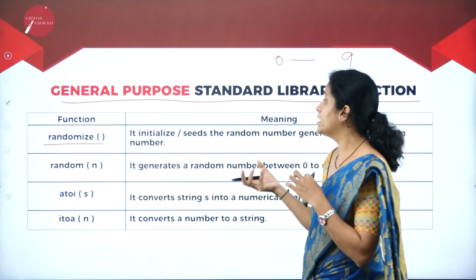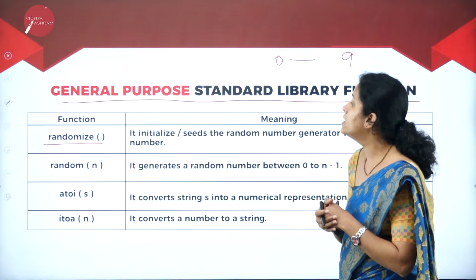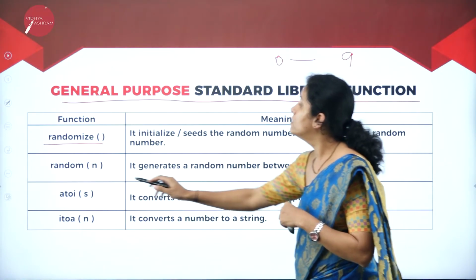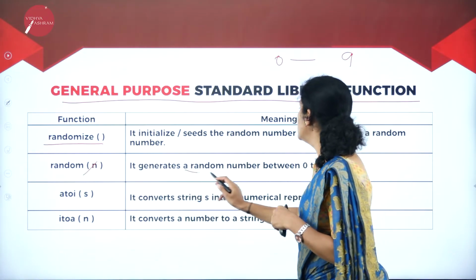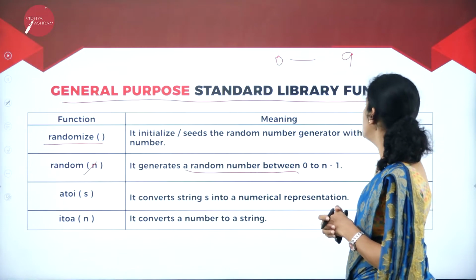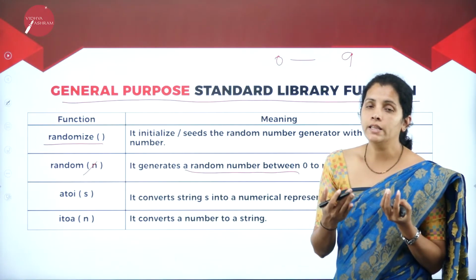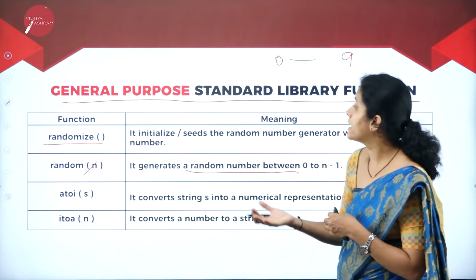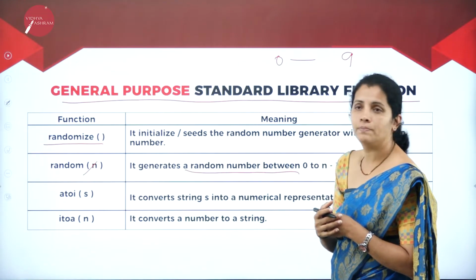That can be achieved by using randomization. So here I'm going to have the function random. It generates a random number between 0 to n minus 1. That means whenever I want to generate any random number, I can use the function called random.